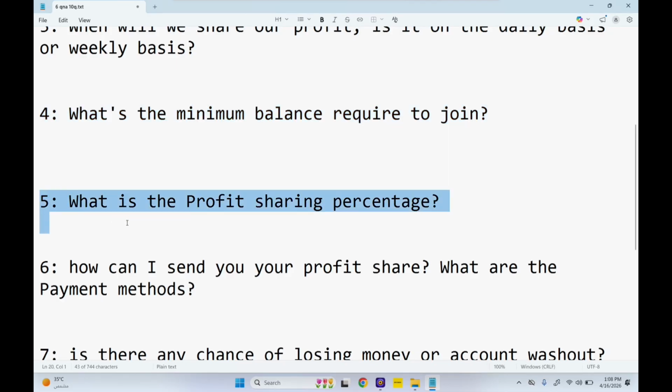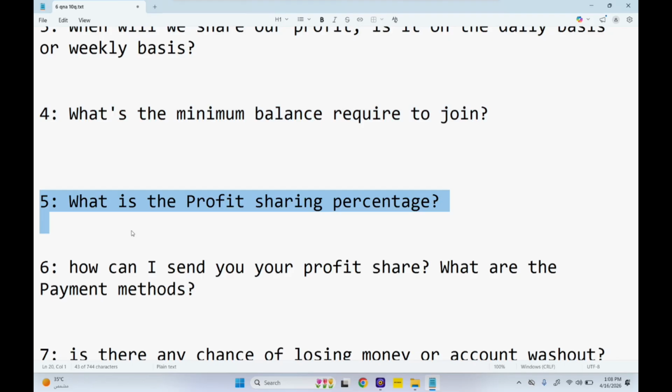So the question number 5 is, what is the profit sharing percentage? So guys, profit sharing percentage is 50-50%. From the total earned profit, 50% will be your profit share and 50% will be mine. Let's suppose your account size is $1,000 and we make a profit of $200, then $100 will be your profit share and $100 will be mine.